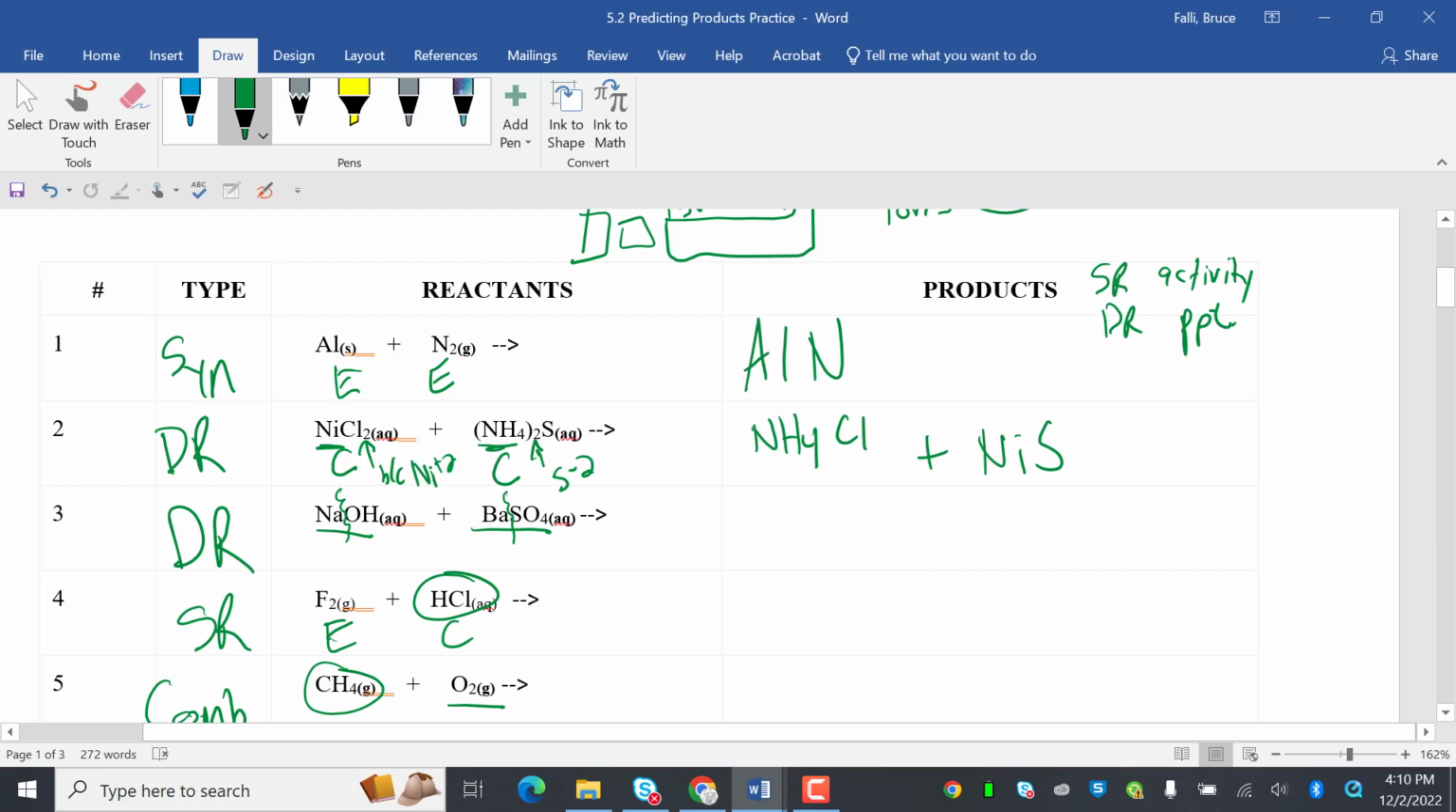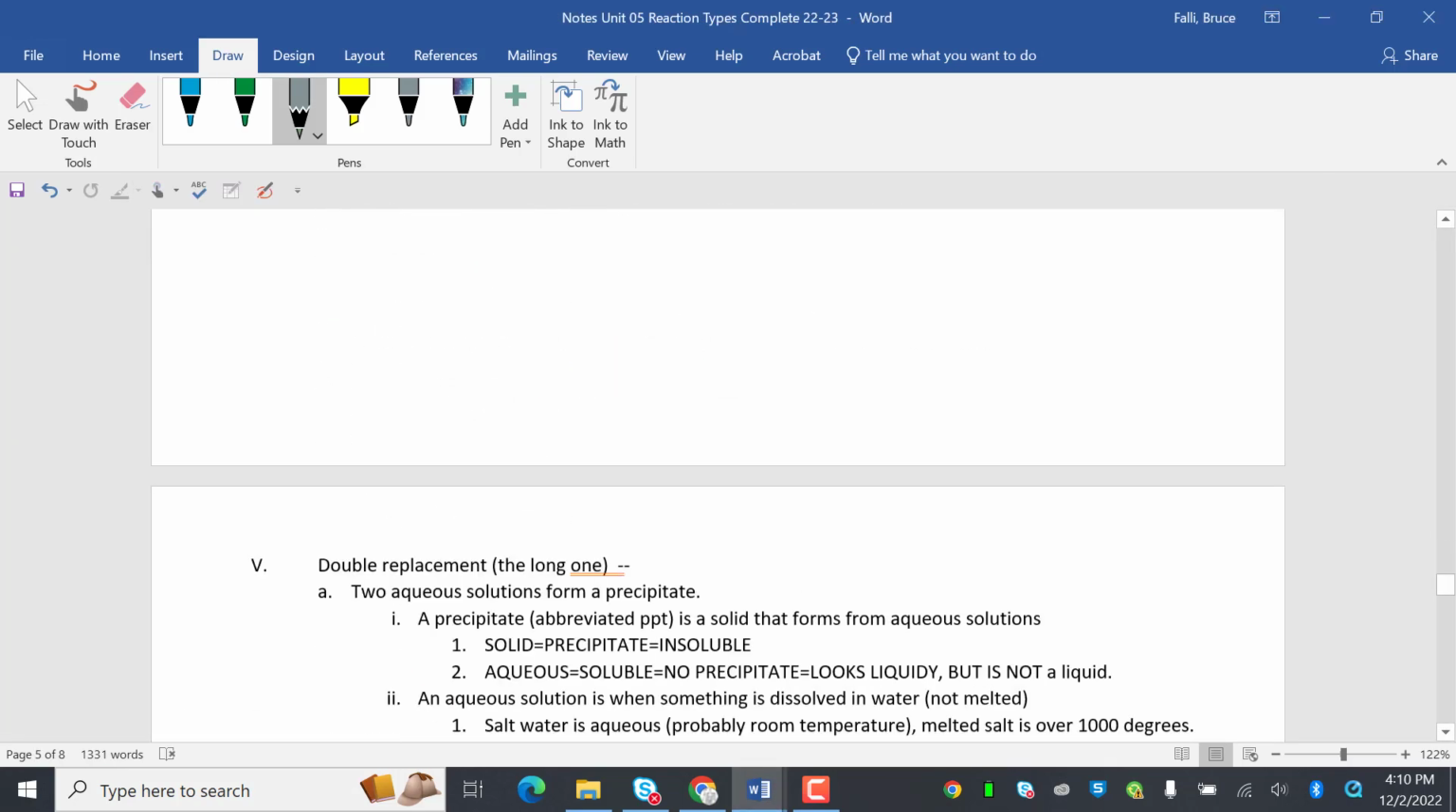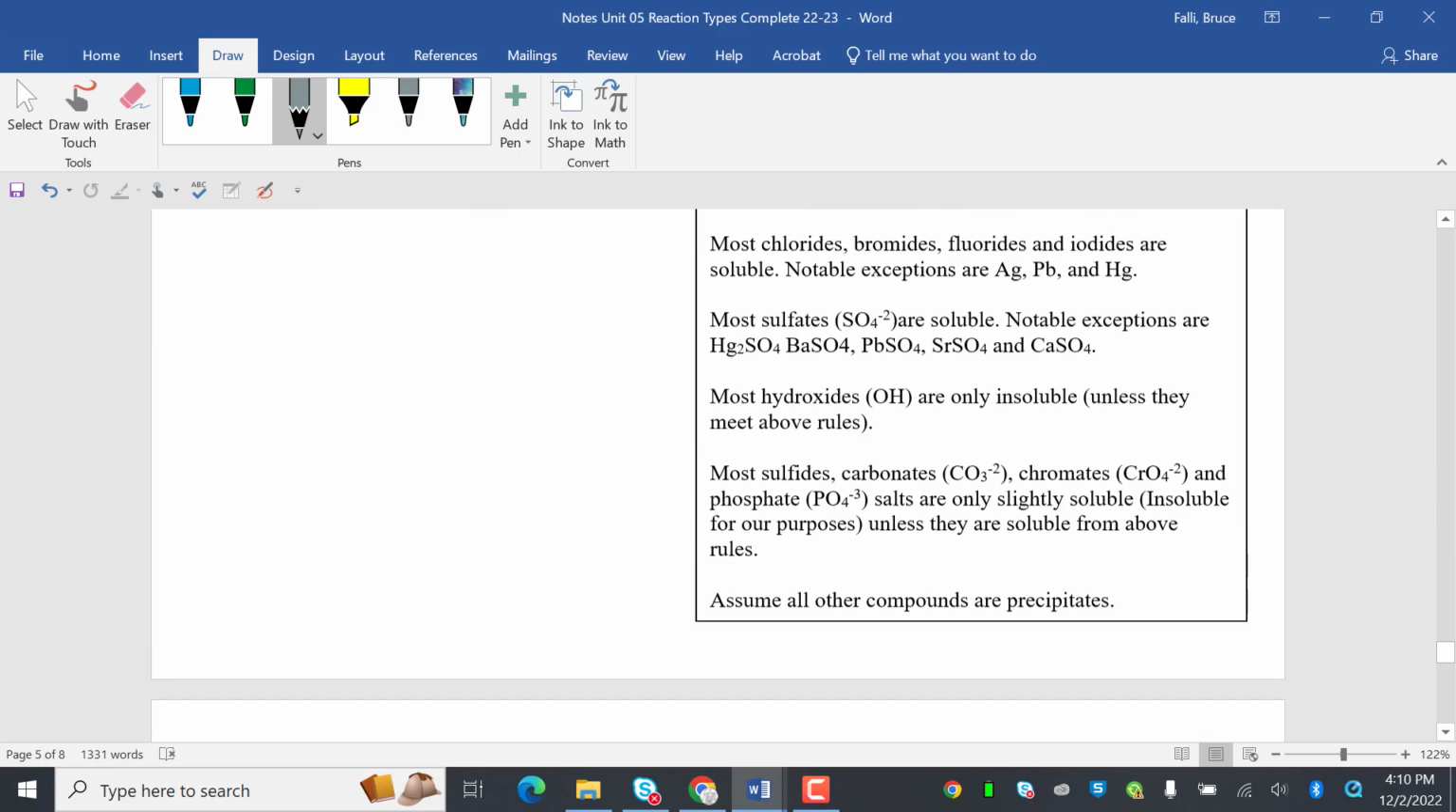Now we've got to apply the solubility rules. Ammonium is always soluble, so that means this is aqueous. Nickel sulfide: when I look at my solubility rules, I know you want to see them for real. Your solubility rules, we're going to look for sulfides.